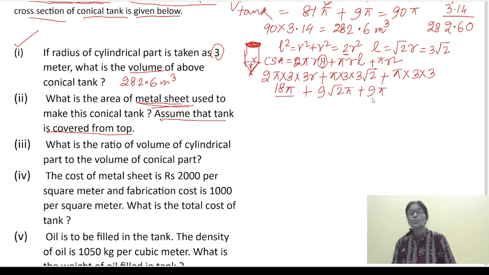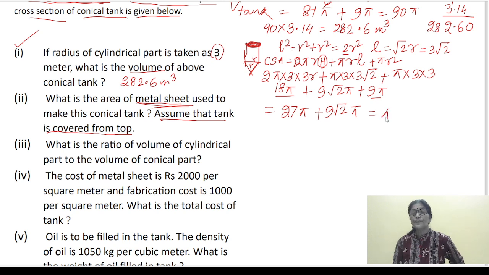Now I am adding these two. This gives me 27 pi plus 9 root 2 pi. Now I'll put the value of root 2. You can keep it this way, but it is better to find the whole solution. So you can take pi common: it will be 27 plus 9 root 2, where root 2 is equal to 1.41.